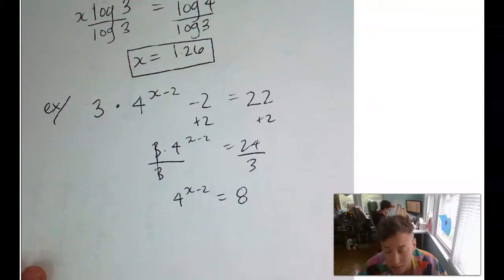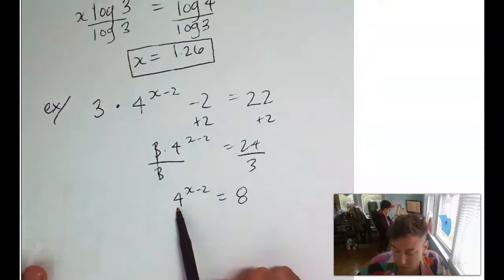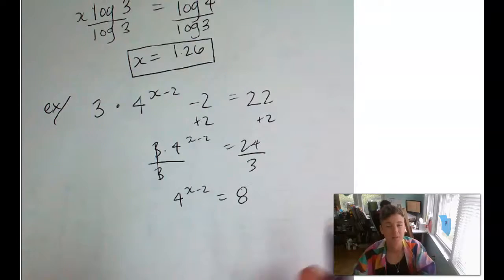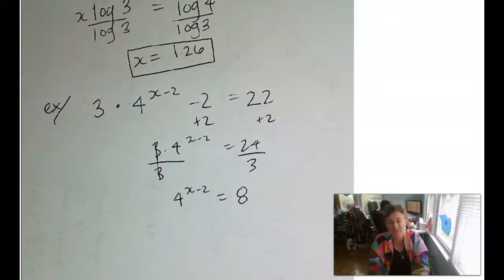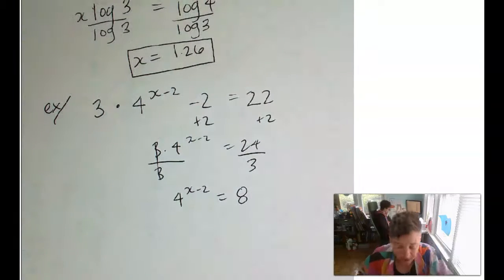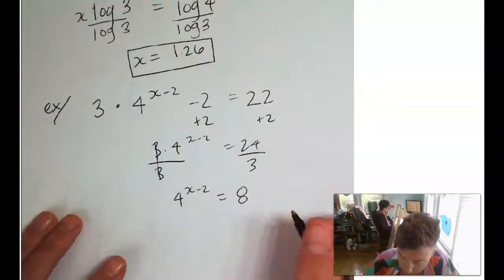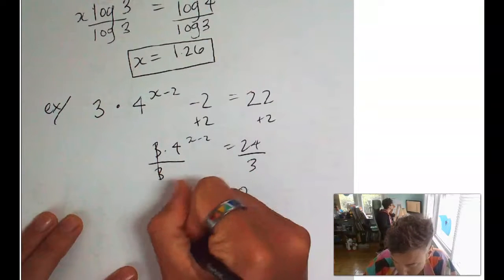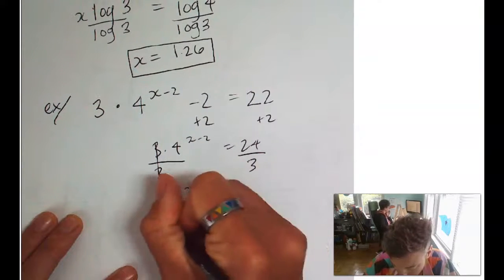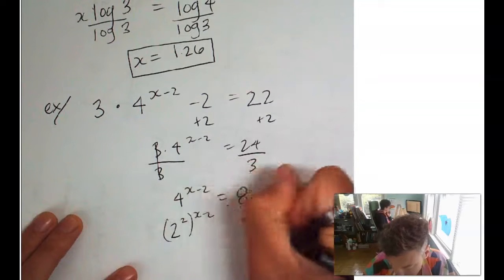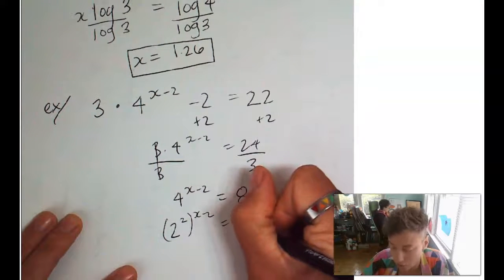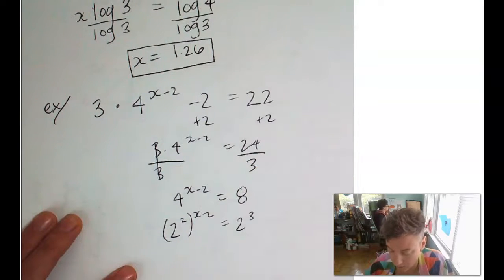We could take the log of both sides here, but now that I'm looking at it, we could also express both the 4 and the 8 in terms of 2 to some power, which sounds nicer because then I don't have to use a calculator. So let's do that. 4 is actually 2 to the second power, all of that to the x minus 2. And 8 is 2 to the third power.